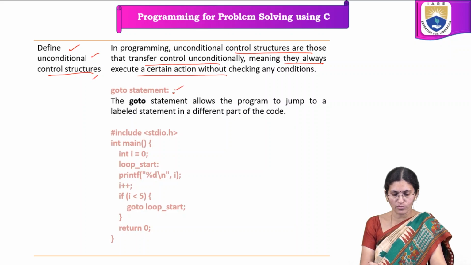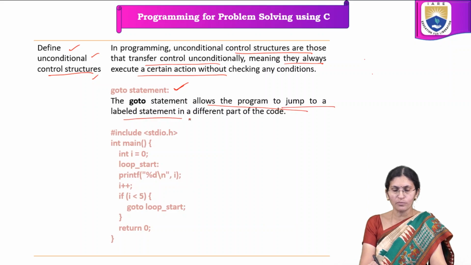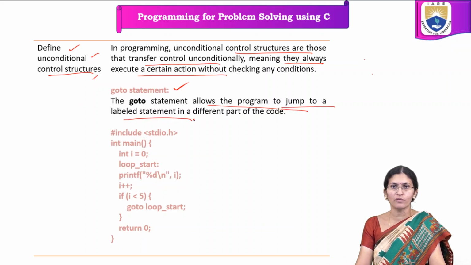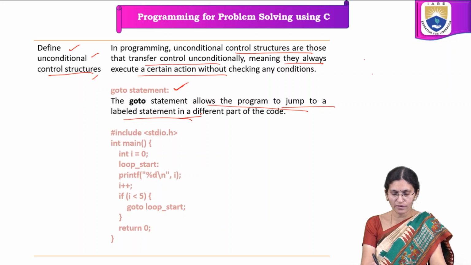The first one is the goto statement, then we have the break statement and the continue statement. We'll analyze them one by one. First one is the goto statement. The goto statement allows the program to jump to a label statement in different parts of the code. So goto is followed by a label.